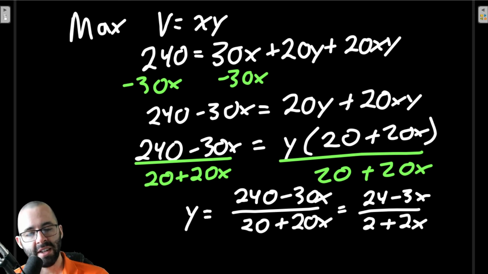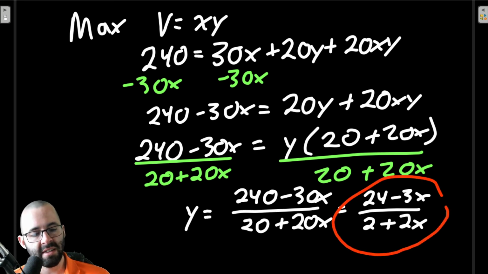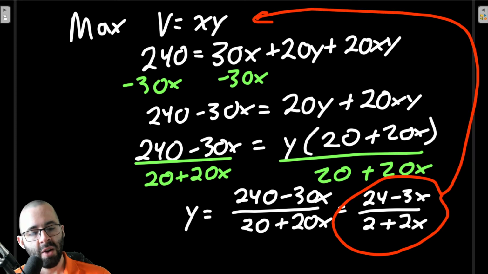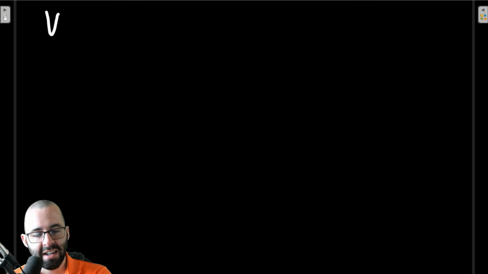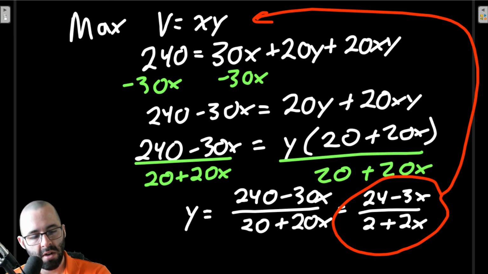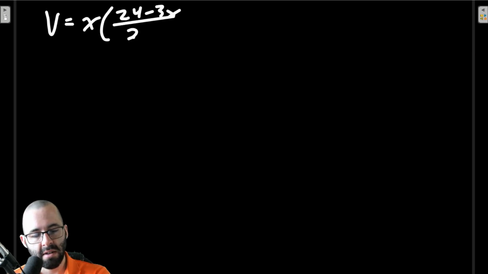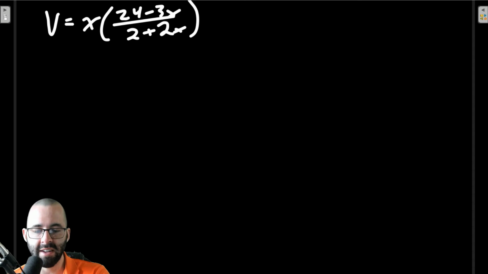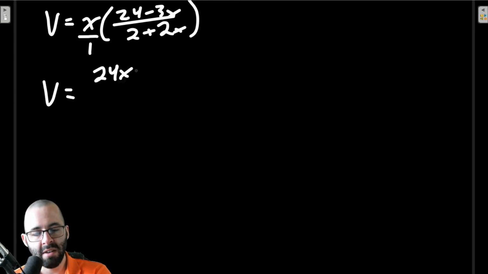So we take this constraint, we replace this for y. We're going to get the volume is equal to x times all of that, which we said was 24 minus 3x all over 2 plus 2x. And we'll simplify and take the derivative. x we can think of as x divided by 1. Multiply those numerators. We get the volume is equal to 24x minus 3x squared over the denominator, which is just 2 plus 2x.